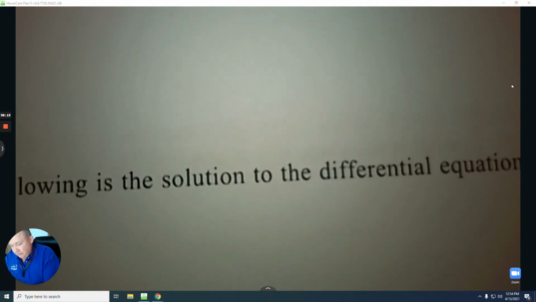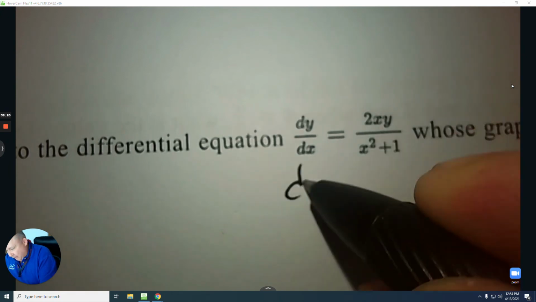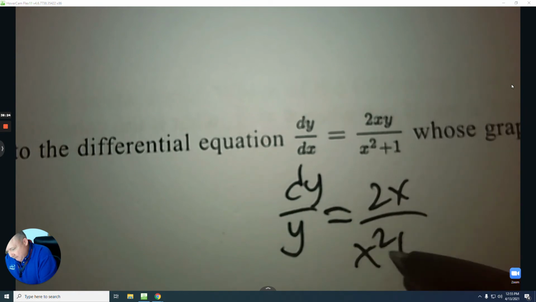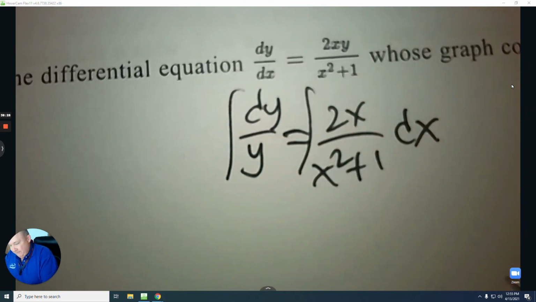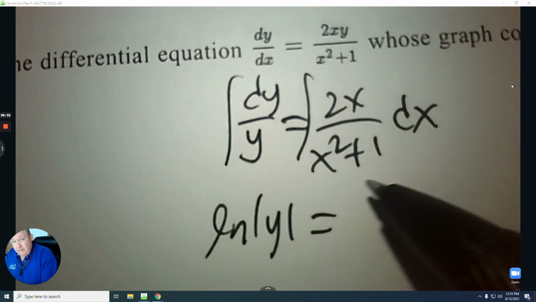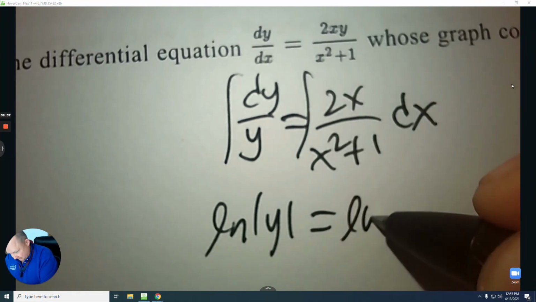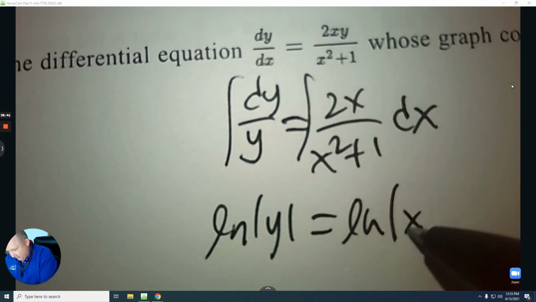29. Which of the following is a solution to this differential equation? So again, I need to separate the variables. So I'm just going to divide by y, just to get y over here by itself, and then multiply by dx. I'm going to integrate both sides. The integration of 1 over y is ln y. The derivative of x squared plus 1 is 2x. This is a logarithm. And the hook is perfect. So it's just ln of x squared plus 1.